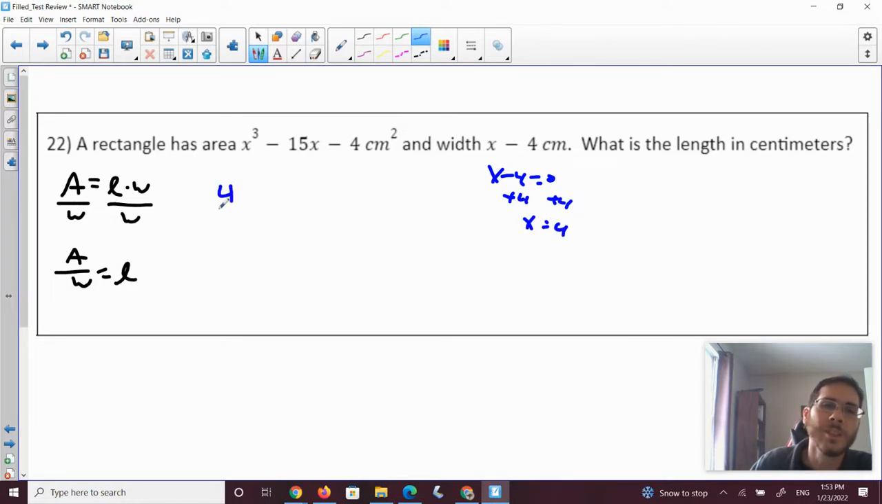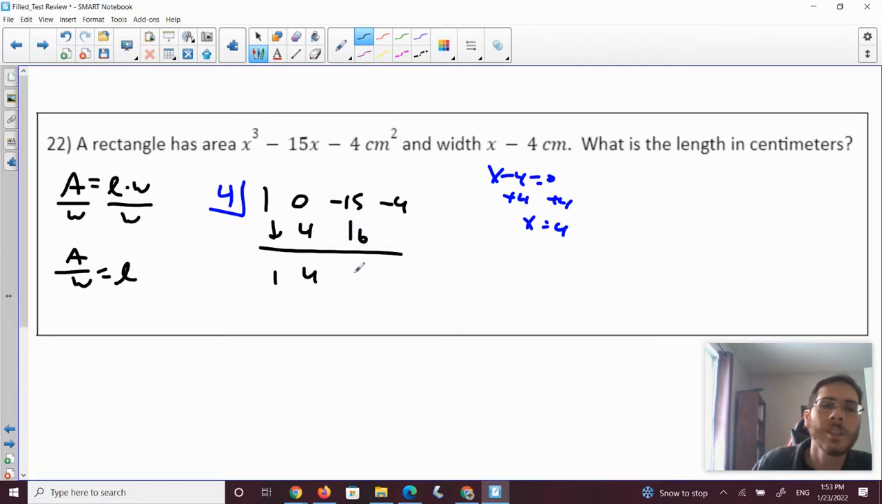But if we're just dividing two expressions, what we're really doing is just synthetic division. So we have 1x cubed, no x squareds, minus 15x's, and minus 4. So this is going to be 1. 1 times 4 is 4. Add them up, we get 4. 4 times 4 is 16. Add them up, we get 1. 4 times 1 is 4.